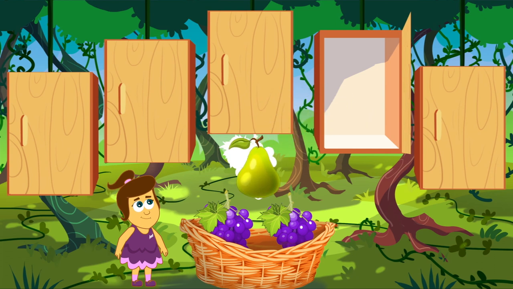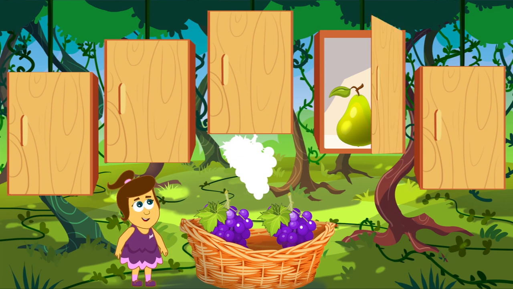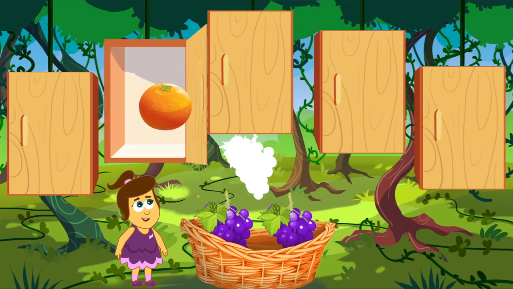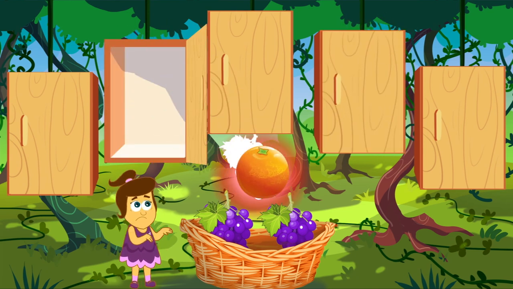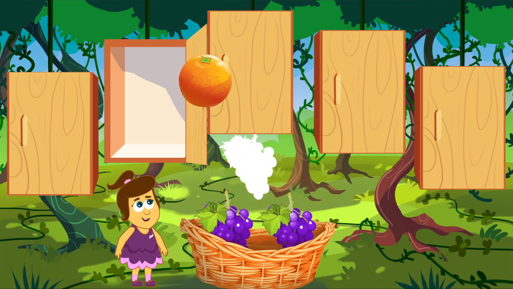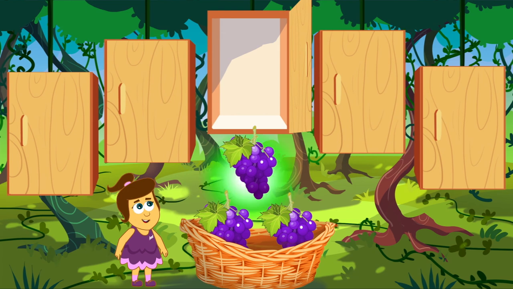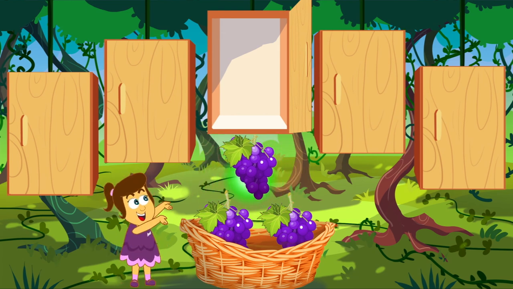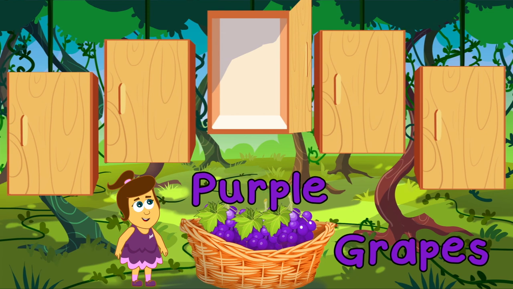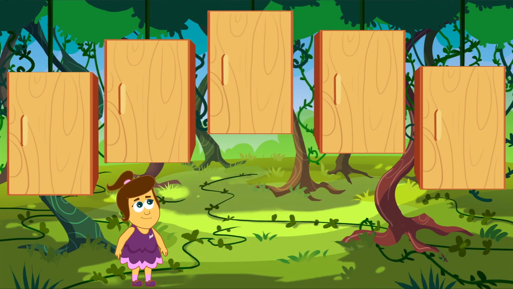Ooh, how about a pear? That's not right. It could be an orange. No, it's not round like an orange. Could be a bunch of grapes. Yay, it's perfect. Woohoo, purple grapes.